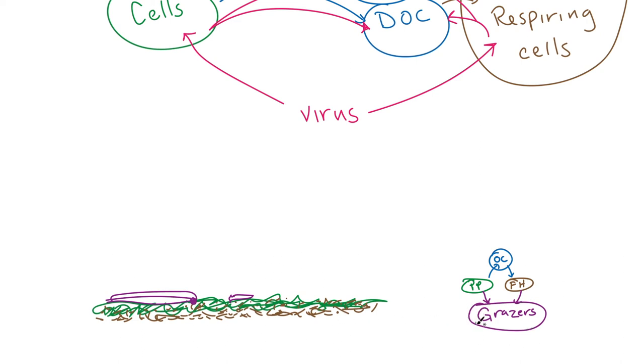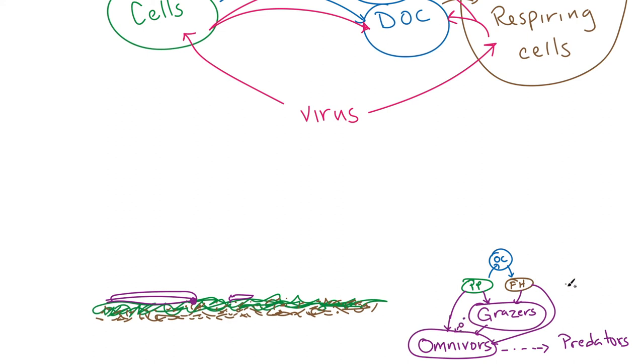And once you have the grazers, then it becomes possible to have the first, what I'll call omnivores. And these can eat the grazers. They probably first started off as grazers themselves with a primary productivity and the heterotrophs. And they started ingesting the grazers. And then from there, these could maybe specialize to become predators. And the grazers could specialize to become omnivores.